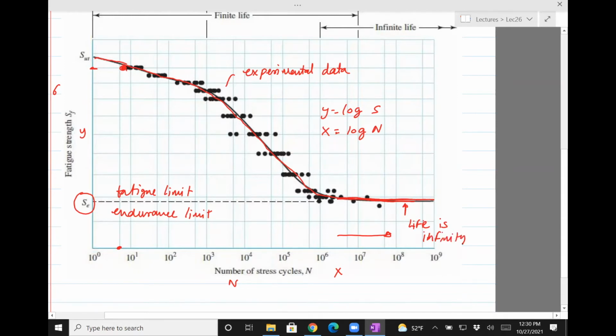So as long as the stress is equal or below the stress, this material will never fail. So when I say the stress, it means the external stress.